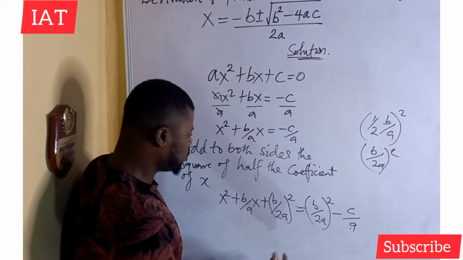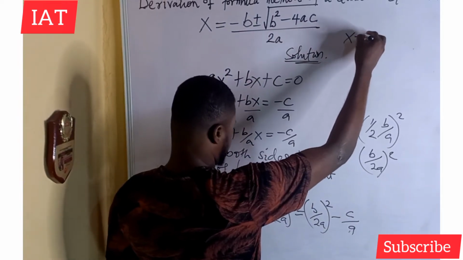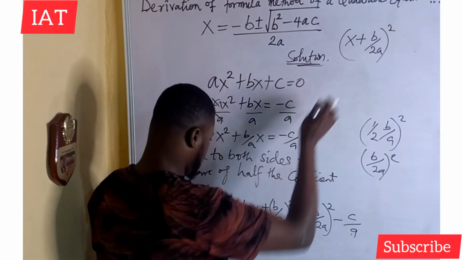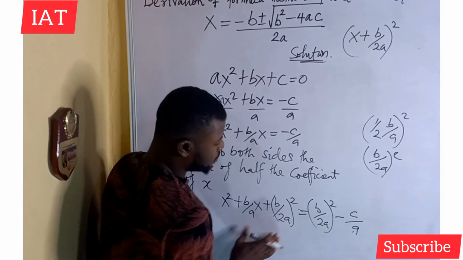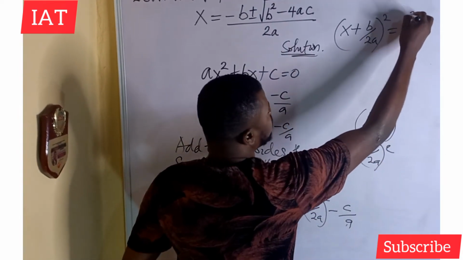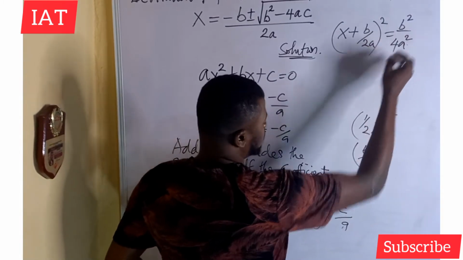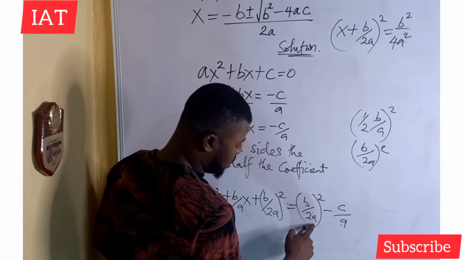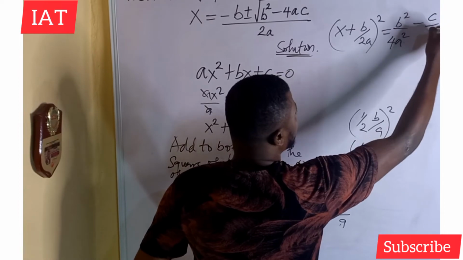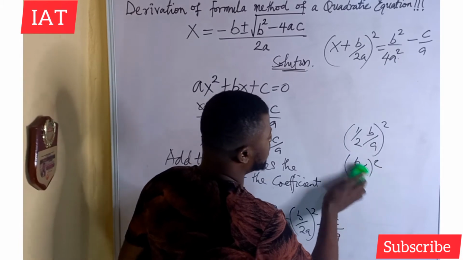I've added it. So if you factor the left hand side, you will have x plus b over 2a all squared. If I expand the expression on the right hand side, it is equal to b squared, which is b to the power of 2, over 2a squared, which is 4a squared, because 2 is going to square and a is going to square. This square covers everything here. This is going to subtract c over a. All right. So the next point we're going to do, we're making progress. It's not a difficult one.